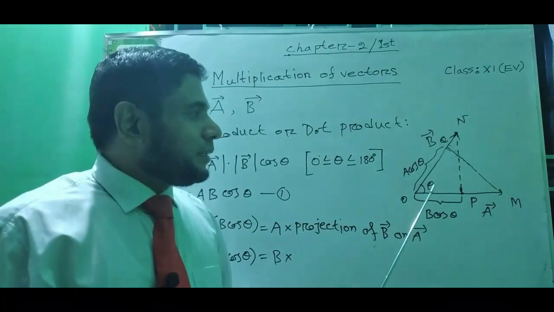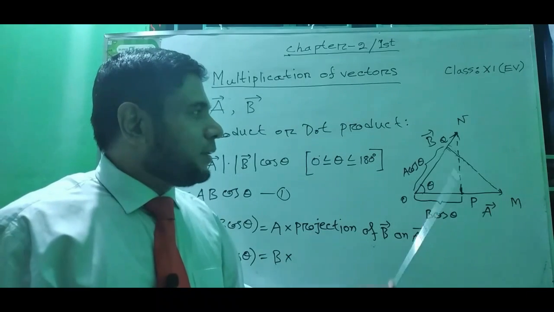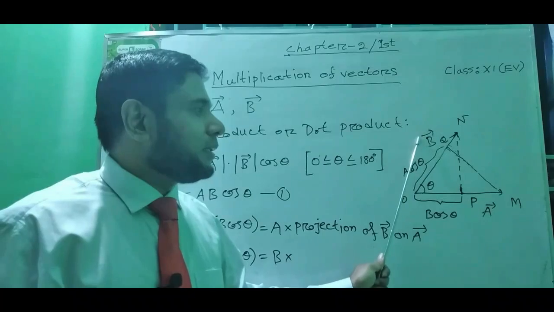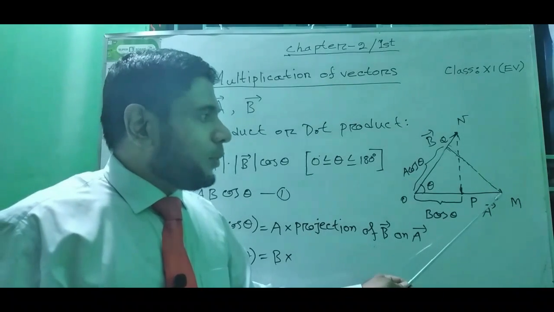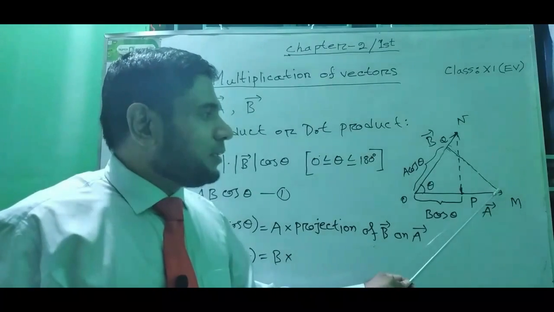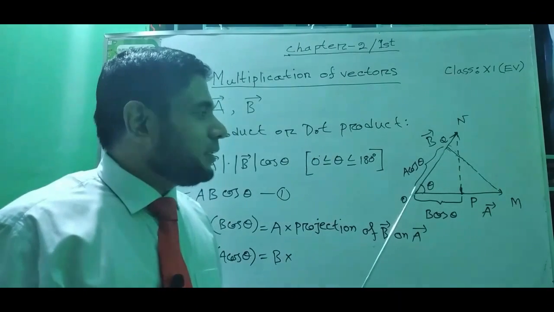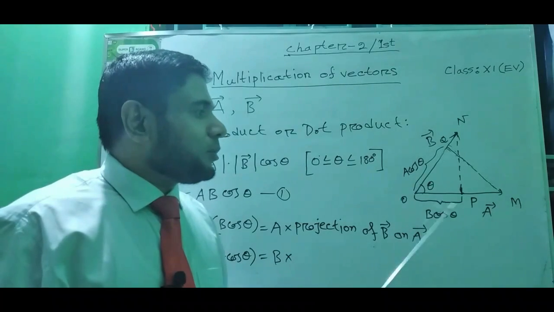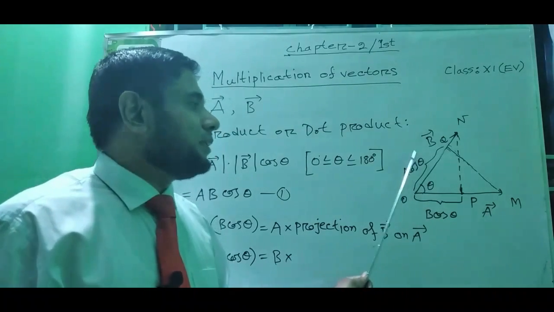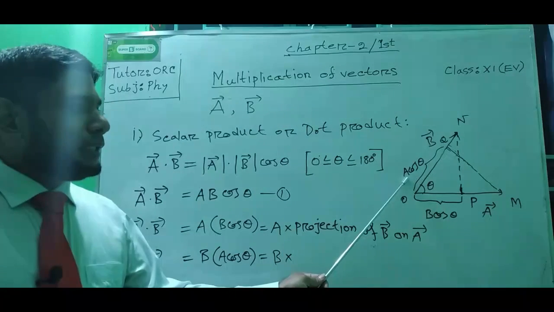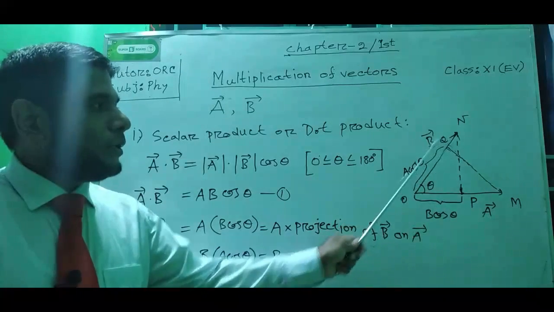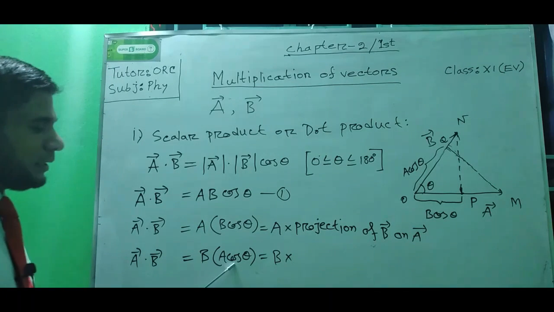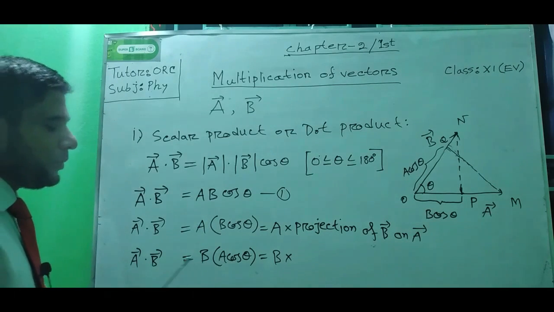OQ indicates the projection of vector A on vector B, along with ON here is acting as vector A, and we have drawn a normal from the side of vector A on vector B. This is why here OQ will indicate the projection of vector A on vector B. So A cos theta indicates the projection of vector A on vector B.